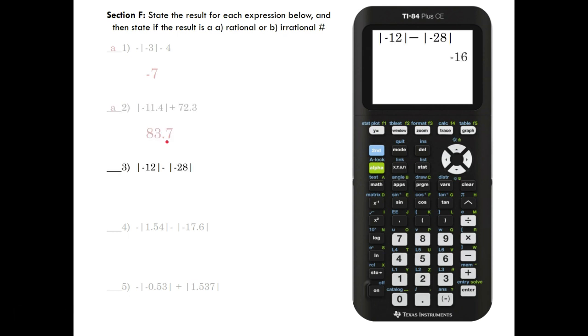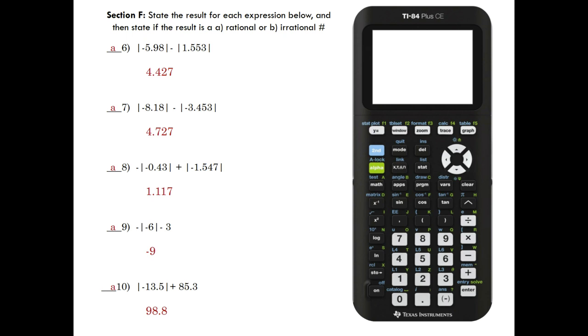Then you do this question right here, and here are the answers to the other questions as well. And that is section F.